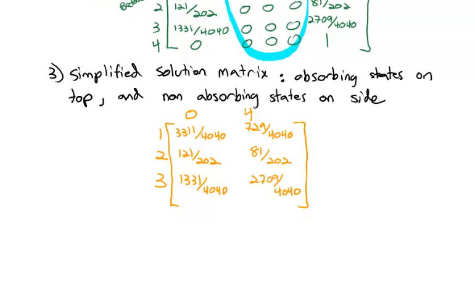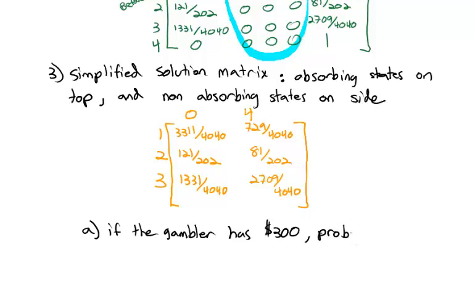So then we can see really clearly here, just to emphasize, if the gambler has $300, the probability of ruin, actually I can even write it in our probability notation, the probability of ruin, or 0, from 3 to 0, the probability of ruin is equal to 1331 out of 4040.